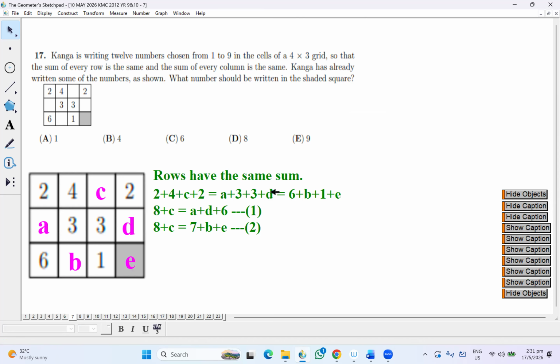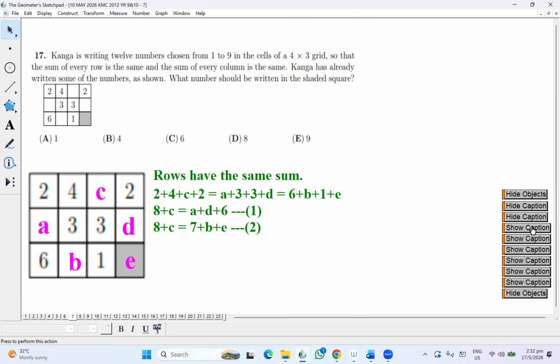So A plus D plus 6 is a consequence. Therefore, it's not a new equation. You cannot form 3 equations, because they are already equal. A plus D plus 6 already equals 7 plus B plus D, because both are equal to 8 plus C. So 2 equations. We have 5 unknowns.